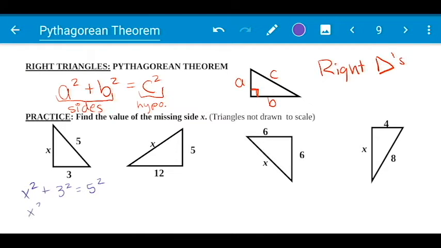So we're going to be left with x squared equals 25 minus 9. 25 minus 9 is 16. And to cancel this square over here, we're going to take the square root. So we know that x equals 4.